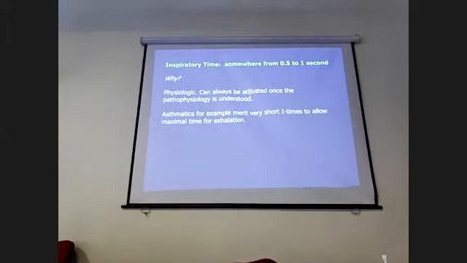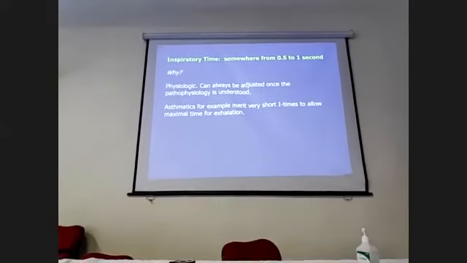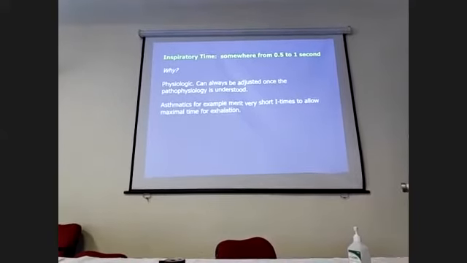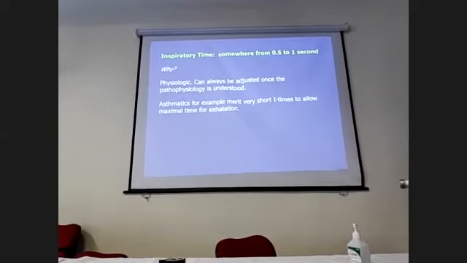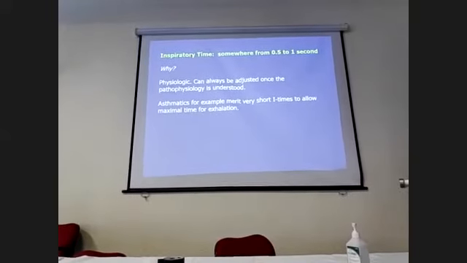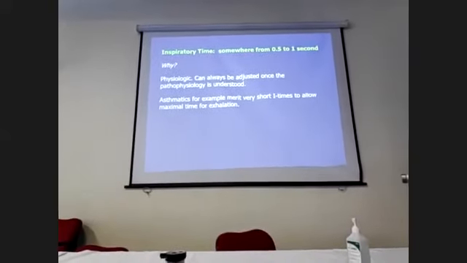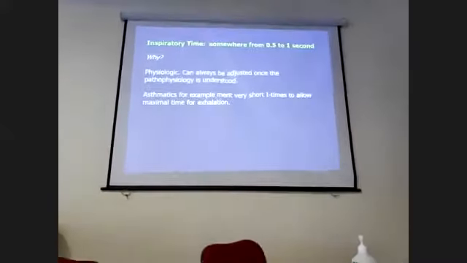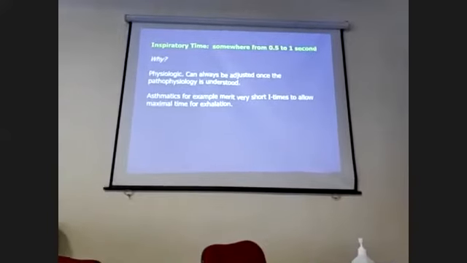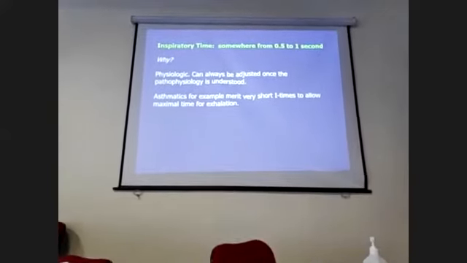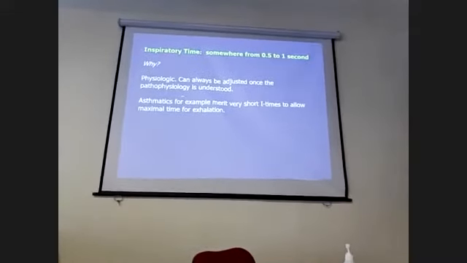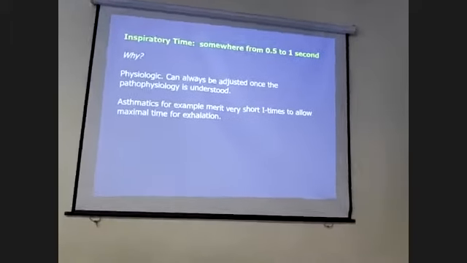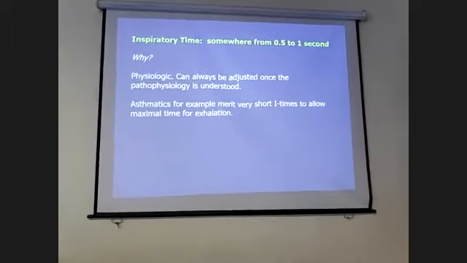Now, inspiratory time, somewhere between 0.5 to 1 second. That is what we try to maintain, because that is the physiology. We also breathe in 1 second, with an I:E ratio of 1:2. That is what has been taught, and that is what we know for a human being. The 1:2 can always be adjusted. If you see that your patient's need is different, like an ARDS patient, you can reverse the ratio to 1:1.5, 1:1, or like that. It can always be adjusted once the pathophysiology is understood. In asthmatics, for example, there is a very short inspiratory time and maximum time for exhalation.